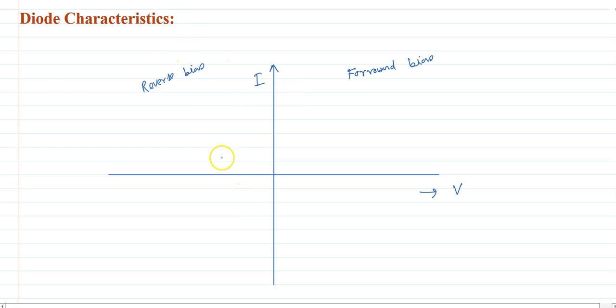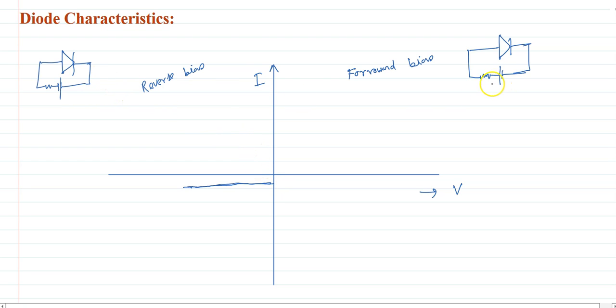Okay, so in reverse bias, I have told you reverse bias means the positive terminal is connected to negative and negative to positive. This is reverse bias. In forward bias I have connected the diode like this. Okay, so first I am going to show the reverse bias. In reverse bias we get a small amount of current, meaning as we increase the voltage, we cannot get a sufficient amount of current. Okay, we get only a small amount of current, something like microampere.